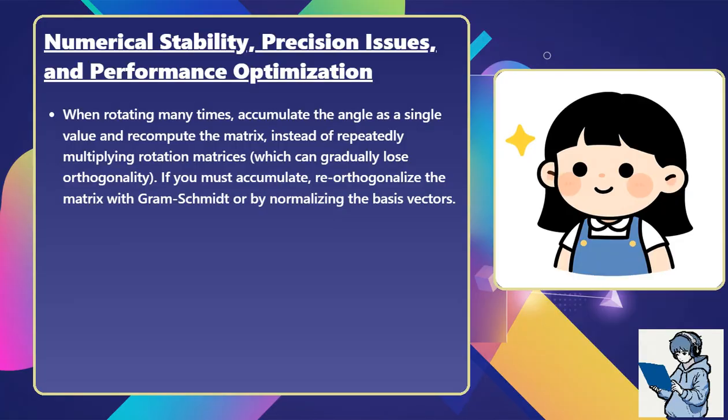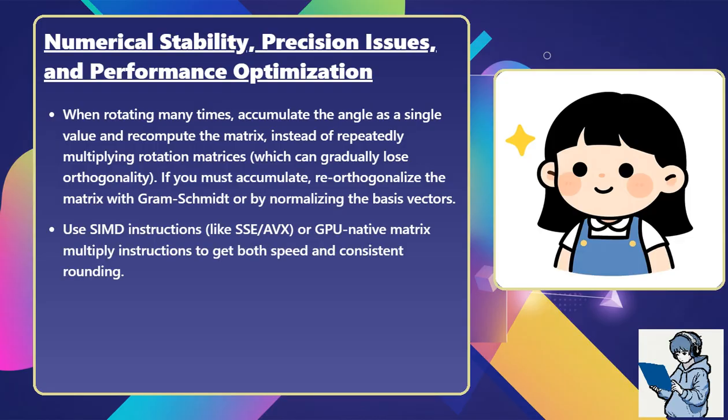When rotating many times, accumulate the angle as a single value and recompute the matrix instead of repeatedly multiplying rotation matrices, which can gradually lose orthogonality. If you must accumulate, re-orthogonalize the matrix with Gram-Schmidt or by normalizing the basis vectors. Use SIMD instructions like SSE and AVX or GPU native matrix multiply instructions to get both speed and consistent rounding. Performance tricks.